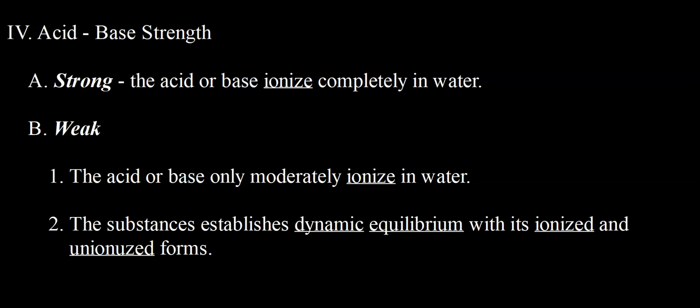Sometimes we have acids and bases that do not ionize completely. We call them weak. So they only moderately ionize or partially ionize in water. Coincidentally, these substances, weak acids and weak bases, establish dynamic equilibrium with their ionized and unionized forms. So again, when we write the ionization equation for a strong acid or strong base, what goes here? It's going to be a one-way arrow.